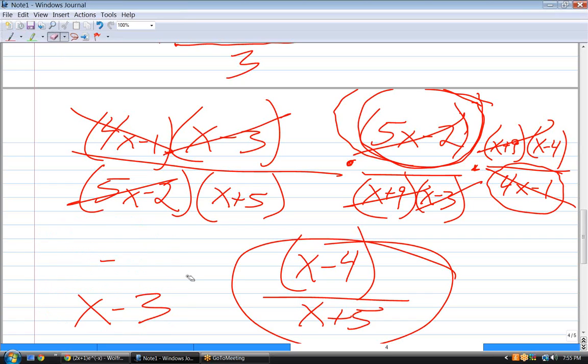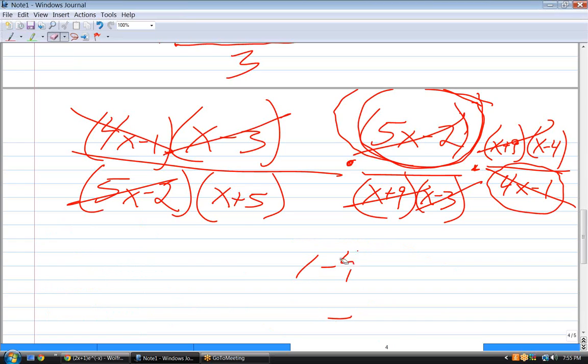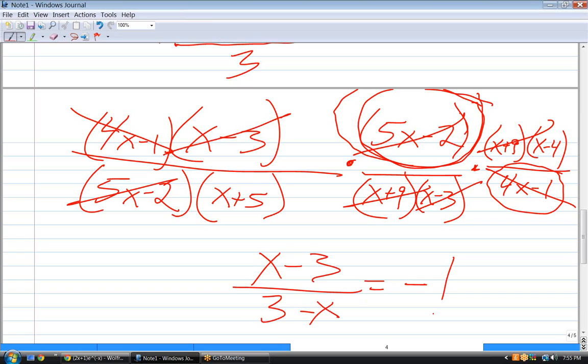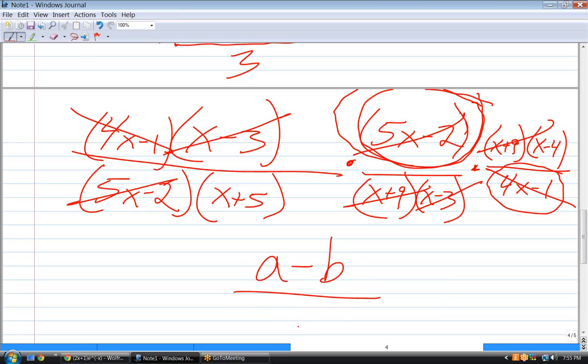There is one exception, and that is if you have something like x minus 3 over 3 minus x. That is equal to negative 1 always. And by that, I mean that if you have an a minus b, regardless of what they are, and it's over b minus a, well, I can cross that whole thing out and replace it with a negative 1.